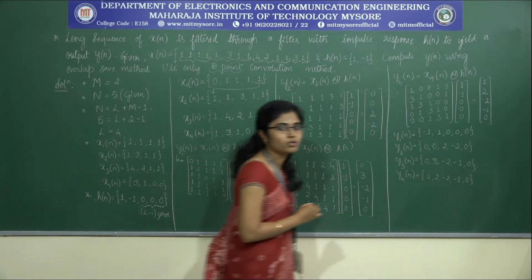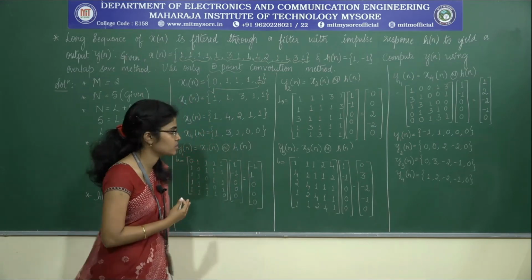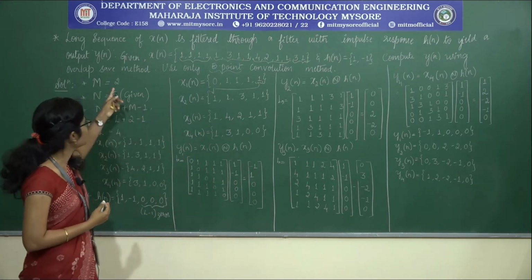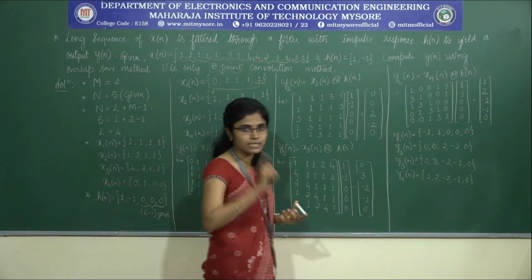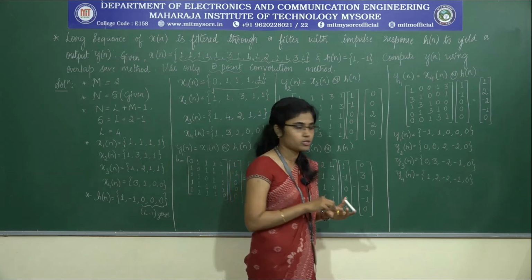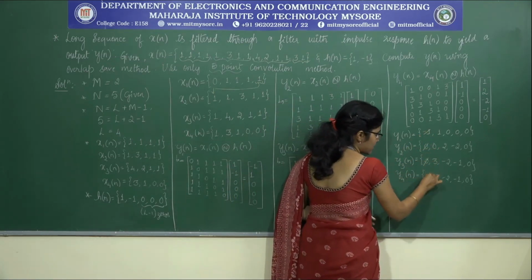Okay. Now I need to discard m minus 1 samples from the beginning of each output sequence. What is the value of m? The value of m is 2. So 2 minus 1 is 1. So I need to discard one sample from each output sequence. That is, I need to discard this, this, this and this.